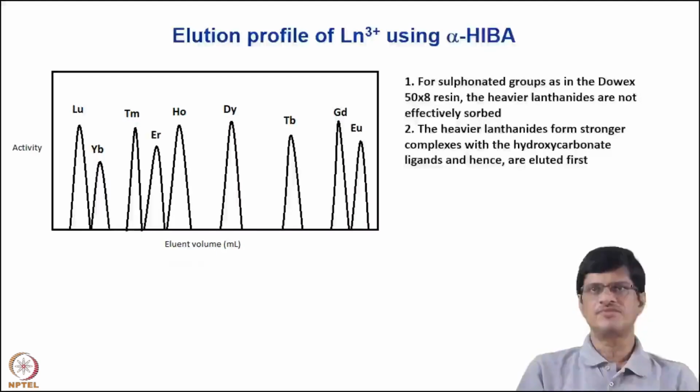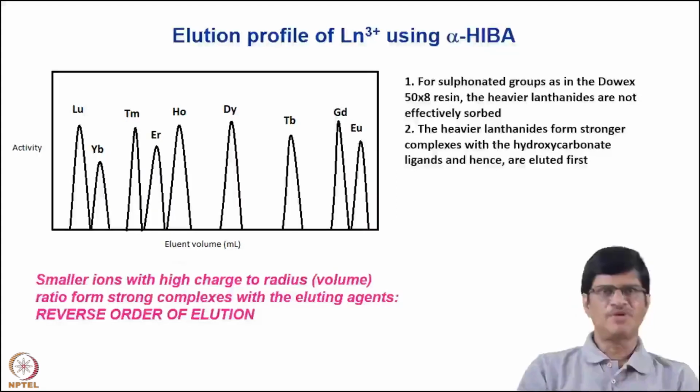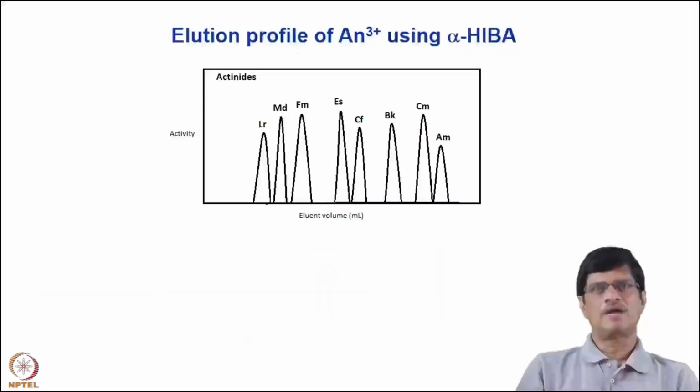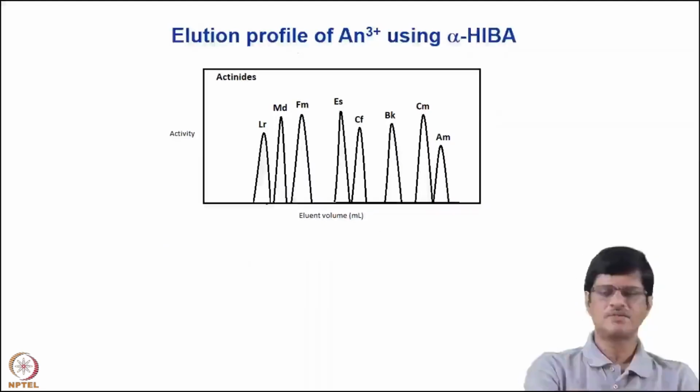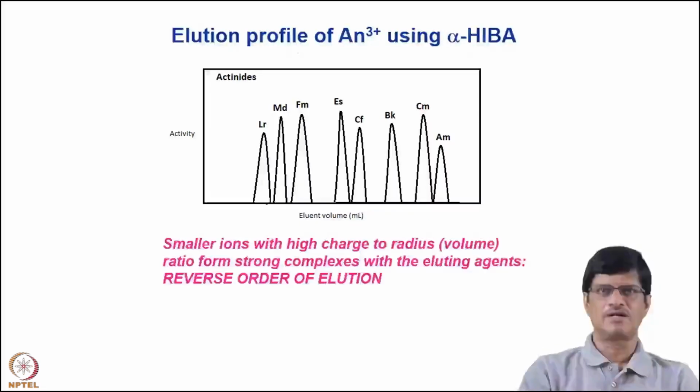Now the reason for this is that for the sulfonated groups present in the Dowex 50x8 resin, which is used for this separation, the heavier lanthanides are not effectively sorbed. On the other hand, the heavier lanthanides form stronger complexes with the hydroxycarboxylate ligand, that is alpha hydroxy isobutyric acid here, and hence are eluted first. The same is the trend for the actinide ions using alpha hydroxy isobutyric acid. You see the lawrencium coming first, then mendelevium, then fermium, like that, and americium comes last out of the trivalent actinide ions.